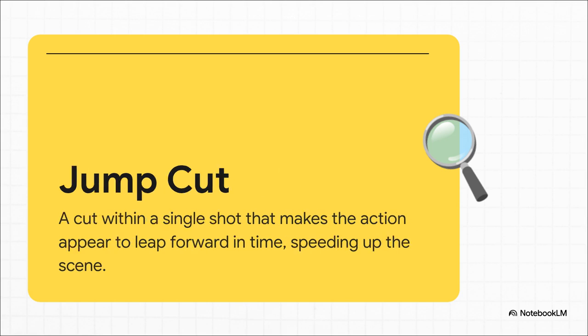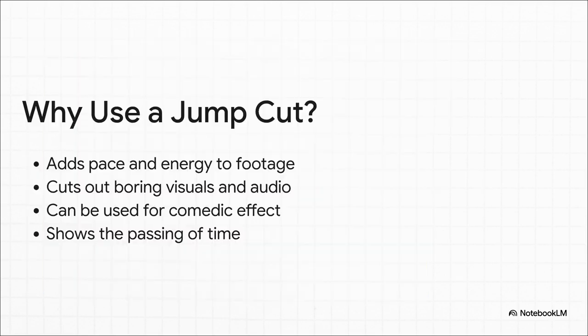But what if you want to mess with time? Well, that's where the jump cut comes in. This is a really interesting one. It's a cut that happens within the same continuous shot to make the action just leap forward. You're basically chopping up one long take to speed things up without changing the camera angle. So why would you do this? Well, a jump cut is a fantastic tool for injecting some pace and energy. It lets an editor slice out all the boring bits, the pauses, the mistakes, and just get straight to the good stuff. It's super efficient, and it can even be used for a little bit of comedic timing.